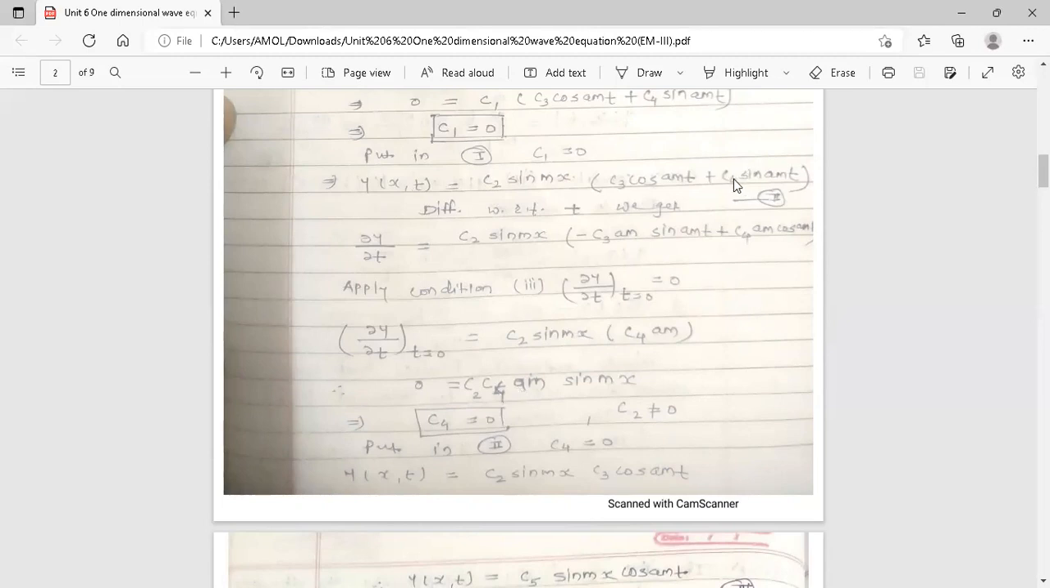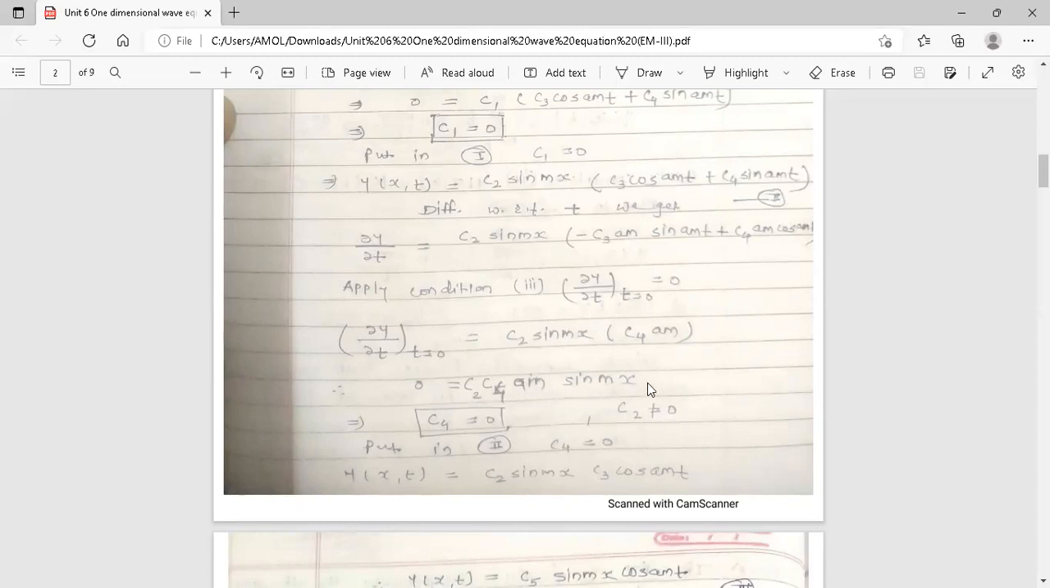C4, yes. If we put C4 is equal to zero, then this first term is non-zero and this term outside the bracket is also non-zero. So there may be a possibility that C4 is zero. So C4 is equal to zero, we can see. C2 is not equal to zero. M is also not equal to zero. If M is zero, then mass per unit length weight is equal to zero. So we cannot say M is zero.